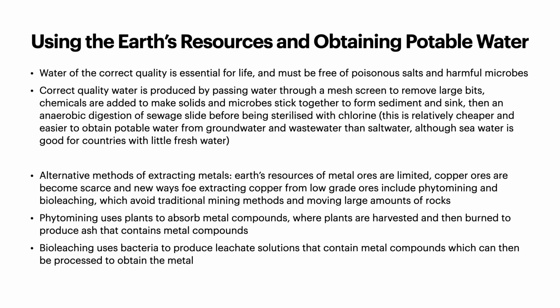Water of the correct quality is essential for life and must be free of poisonous salts and harmful microbes. Correct quality water is produced by passing water through a mesh screen to remove large bits. Chemicals are then added to make solids and microbes stick together to form sediment and sink. Then an anaerobic digestion of sewage sludge before being sterilised with chlorine. This is relatively cheaper and easier to obtain potable water from groundwater and wastewater, obviously in comparison to salt water, although seawater is good for countries with little fresh water.